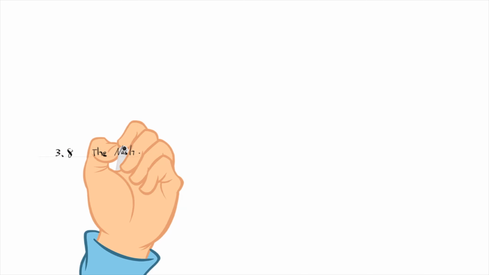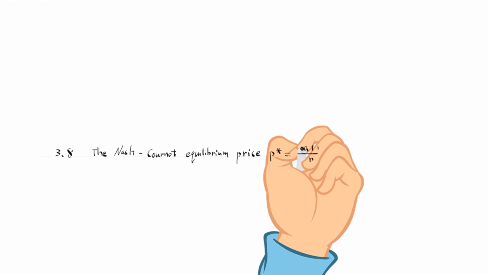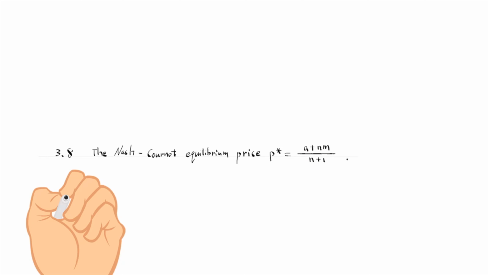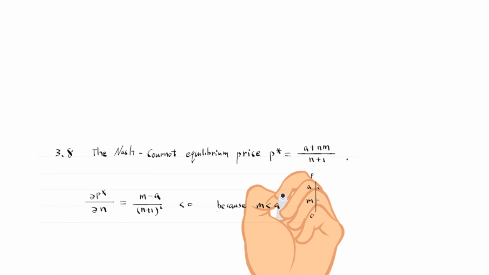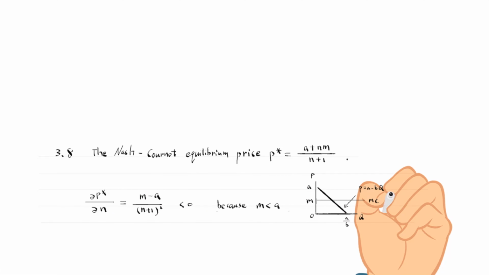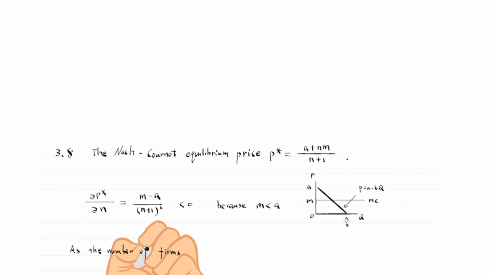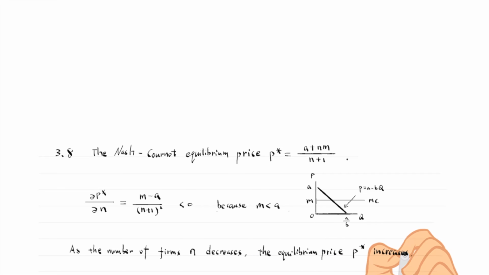We have an equation that relates the Nash-Cournot equilibrium price to the number of firms in the market. In previous exercises, we have derived a formula for the equilibrium price. The partial derivative of P star with respect to n is negative. As the number of firms n decreases, the equilibrium price increases. Therefore, the exit of the product can be the cause of the price increase.